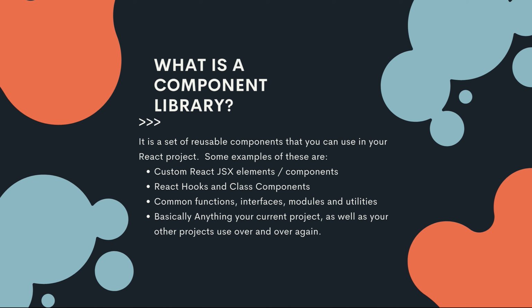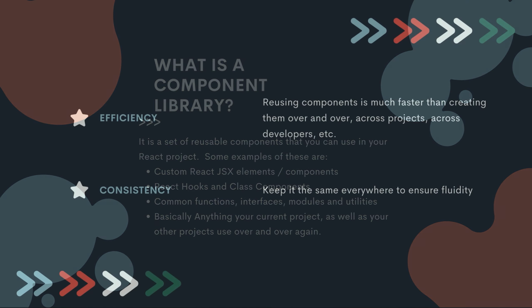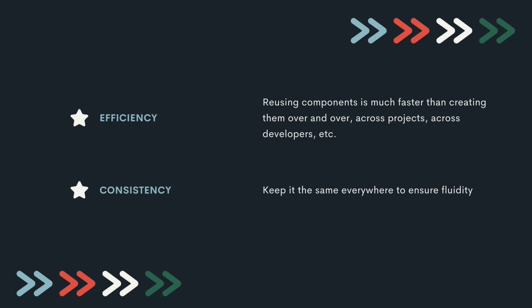So a component library can include things like custom React JSX elements, components, React hooks, class components, common functions, interfaces, modules, utilities, basically anything that you can use inside more than one project. There are two distinct advantages to using a component library, and that's efficiency and consistency.